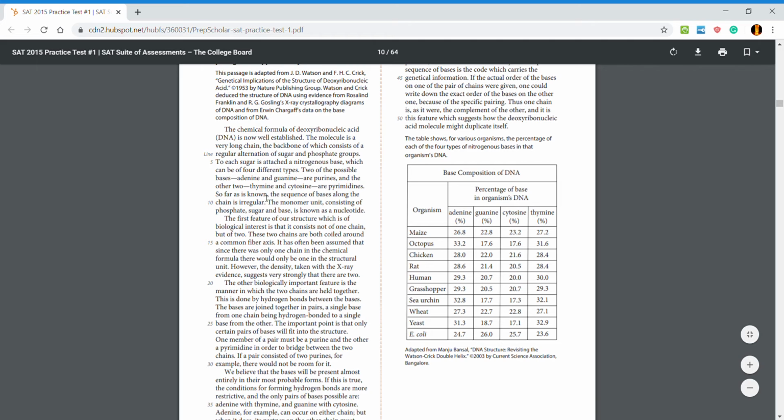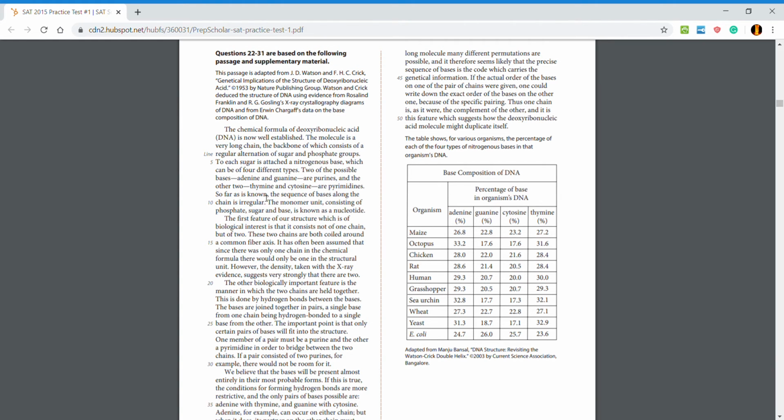really good. The chemical formula of deoxyribonucleic acid, DNA, is now well established. The molecule is a very long chain, the backbone of which consists of a regular alternation of sugar and phosphate groups. To each sugar is attached a nitrogenous base, which can be of 4 different types. 2 of the possible bases, adenine and guanine, are purines, and the other 2, thymine and cytosine, are pyrimidines. So far as is known, the sequence of bases along the chain is irregular. The monomer unit, consisting of phosphate, sugar, and base, is known as a nucleotide.